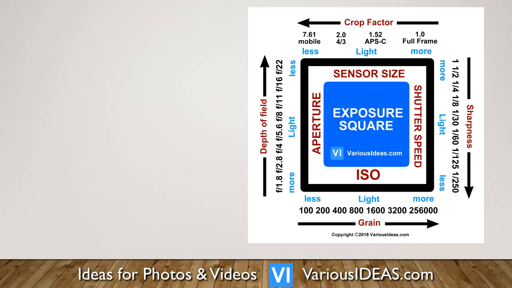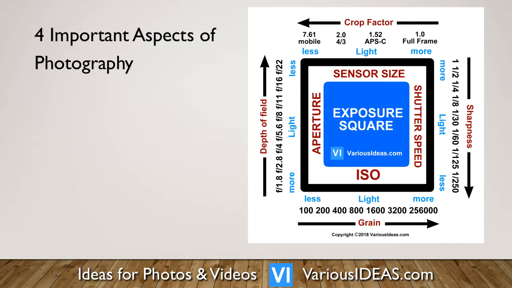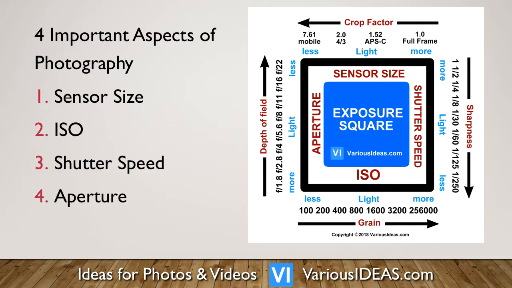Hi, my name is Alvin, and it's very important if you are new to photography, you need to understand this exposure square. I know normally most other courses talk about the exposure triangle, but I decided to make it a little bit different, calling it the exposure square, because most people never talk about the sensor size. There's so much talk about these 4 elements, which are the sensor size, ISO, shutter speed, and aperture.